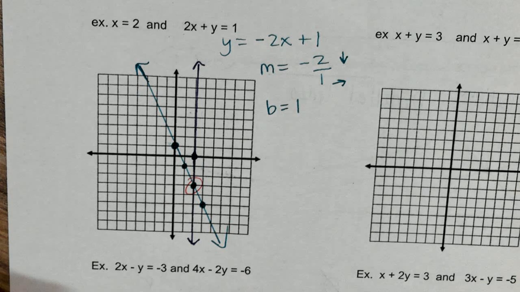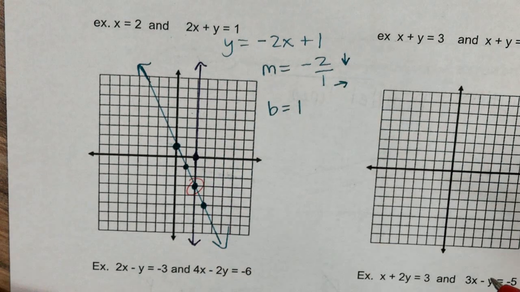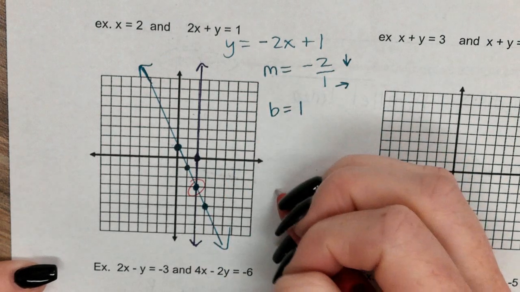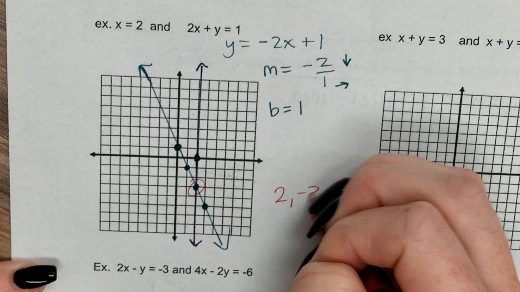Okay, where am I at on the x-axis? 2. Am I going too fast or y'all okay? No. Good? Okay. So I'm on the x-axis, I'm at 2. On the y-axis, where am I at? -3.